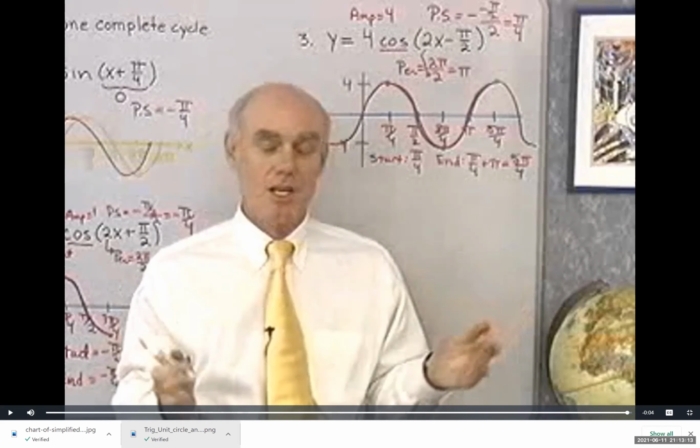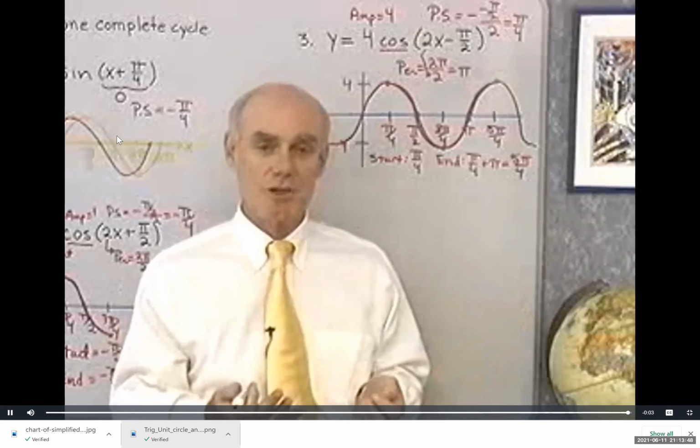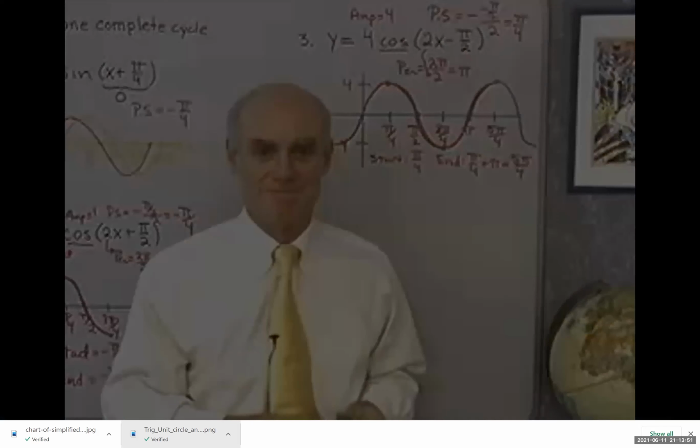But if they do give you an interval, for example, only from pi over 4 to 5 pi over 4, then you only graph from the start point to the end point. You don't extend all the way. So be careful of the interval that the homework gives you, or the test might give you with a restricted interval. Okay, be careful. So that's a look at amplitude, period, and phase shift.